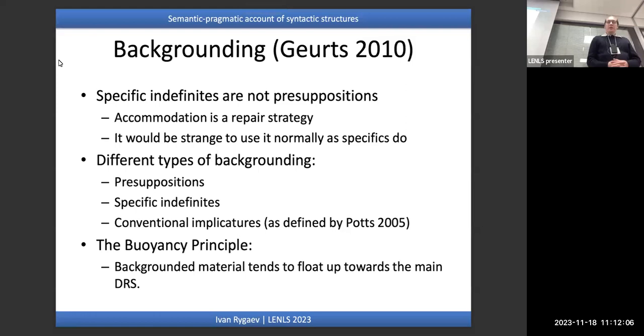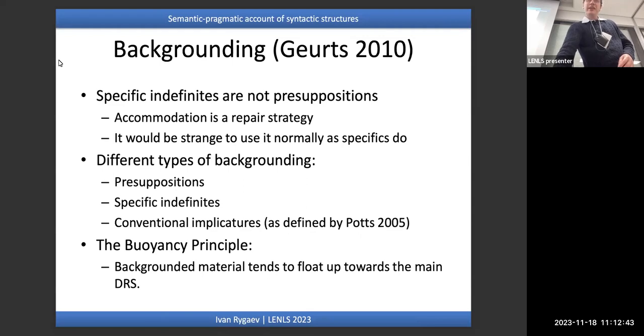Okay, and Goretz and Bargers in 2010 suggested that specific indexes are not presuppositions, but rather we can generalize both presuppositions and indexes, including conventional implicatures, as different types of background. And he displayed the bias principle and says that the grounded material tends to float up for the main DRS.